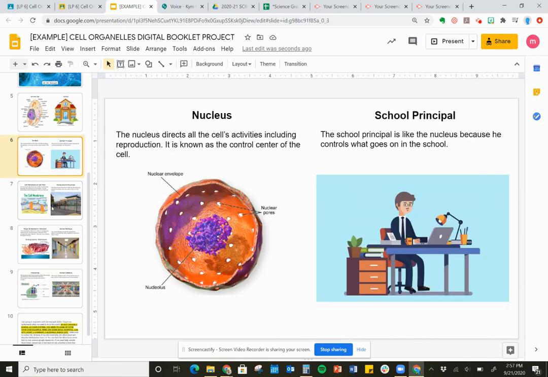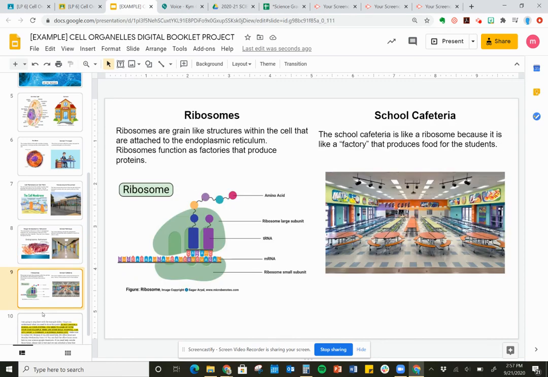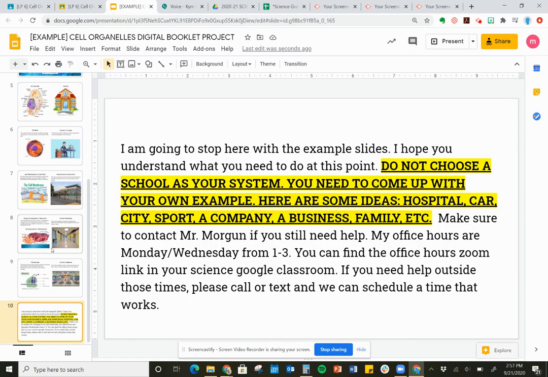Here I only have 4 organelles. You will need to do 8, all right? And then again, if you want to do more, you can do more for bonus points. So hopefully you understand what you need to do by now. Again, if you're still having trouble, make sure you contact Mr. Morgan. Let me know if you have questions, if you need some clarification, and I'll be happy to help you.